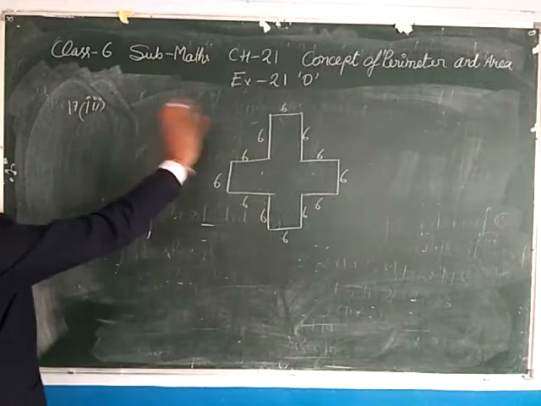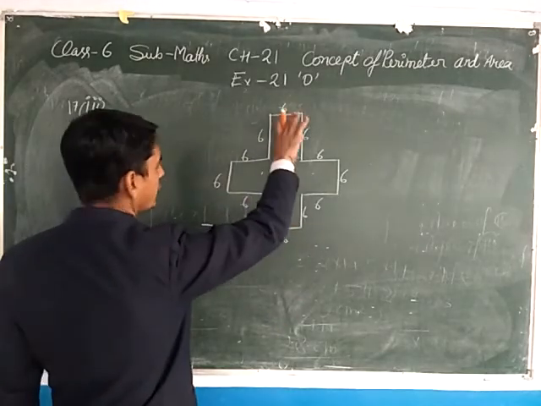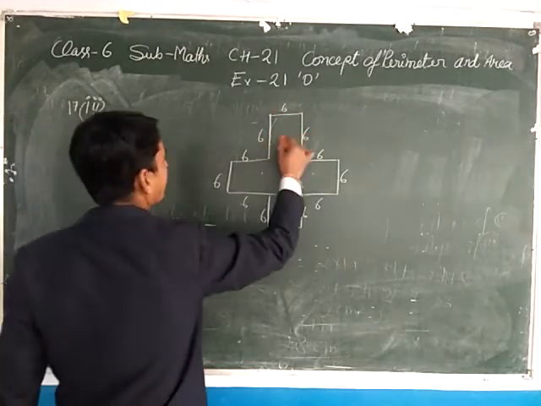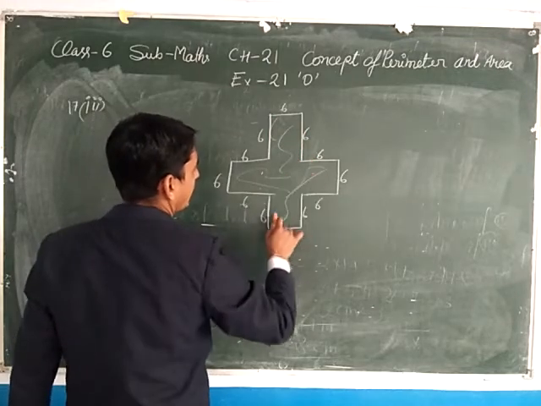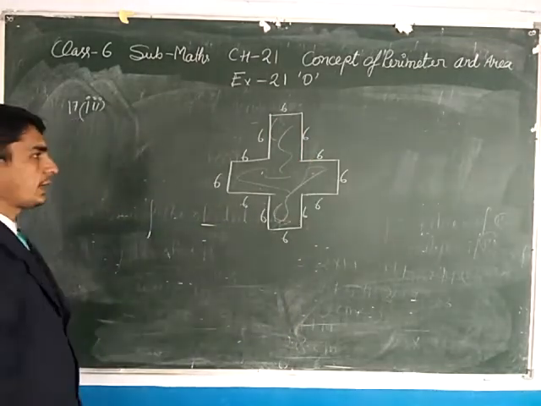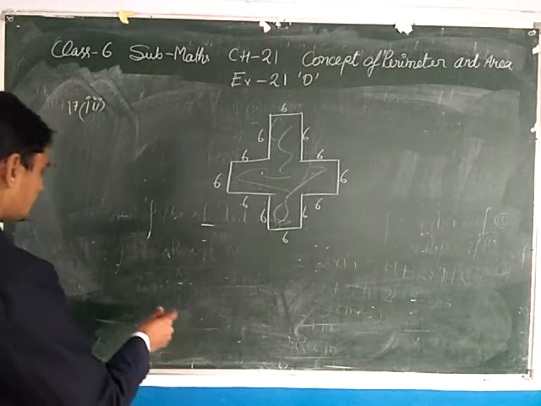Now the third part has this given figure. So what do we have to do? We have to find the area of this shaded region. What do we have to find for the shaded region? The area. So see the solution of this part.